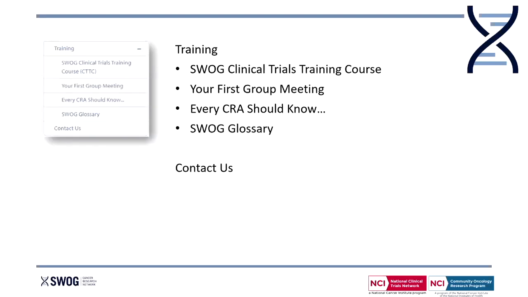And then there's a training page that includes the CTTC, information for your first group meeting, every CRA should know, and another link to the SWOG glossary. And then at the end, there's a contact us page, which includes a number of subject-specific email addresses that you can use to contact us if you have questions. I should say, when you have questions, please contact us.